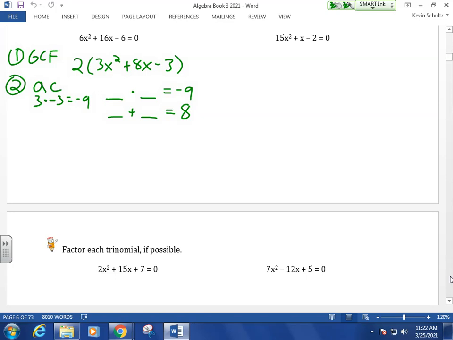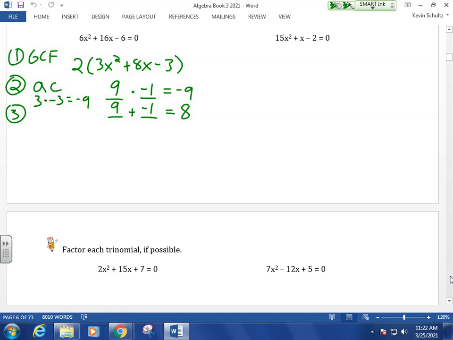9 and negative 1. 9 times negative 1 is a negative 9. 9 plus negative 1, which is saying 9 minus 1, is a positive 8. Okay? Questions on steps 1 through 3? 2 and 3 being kind of that combo.